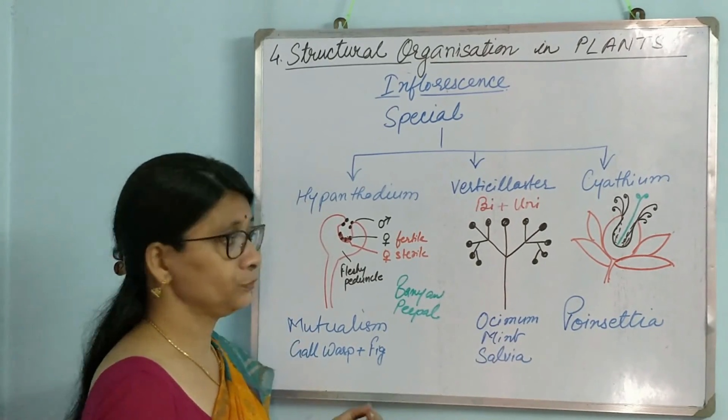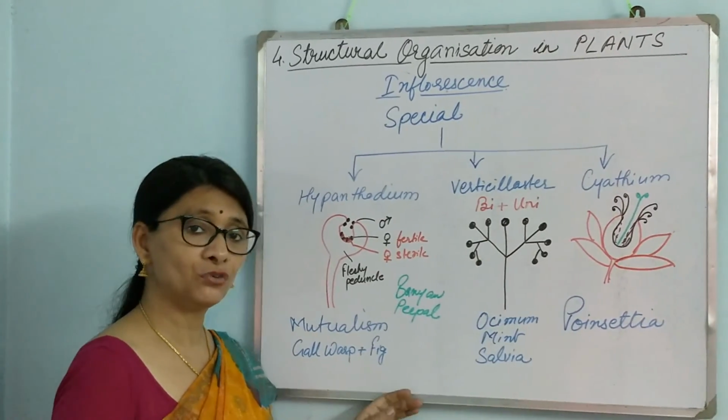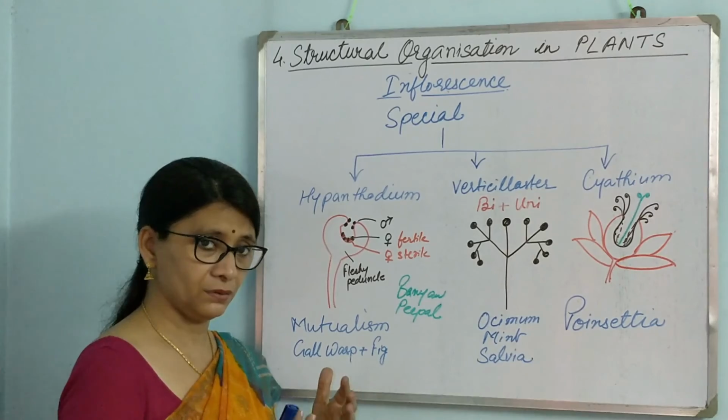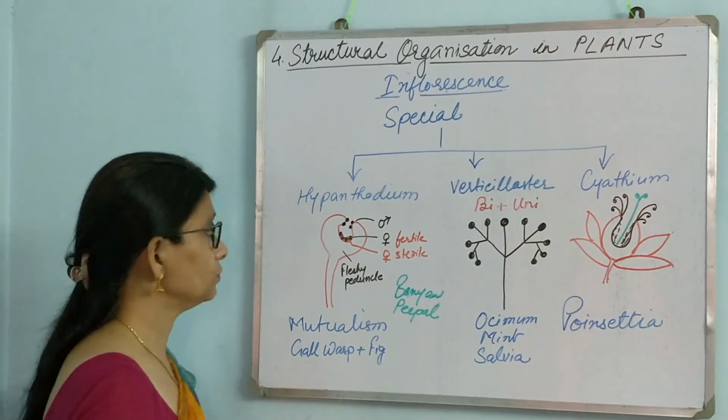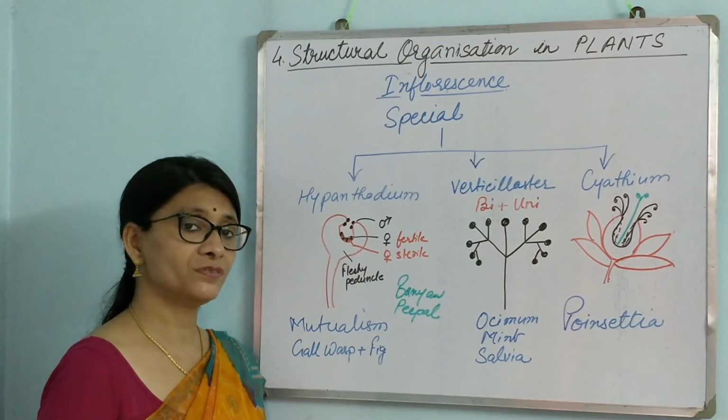So that's all. These are the three types of special inflorescence. I hope you have understood. You can see the video again to make the things even more clear. So that I guess sums it up. The inflorescence topic is over.